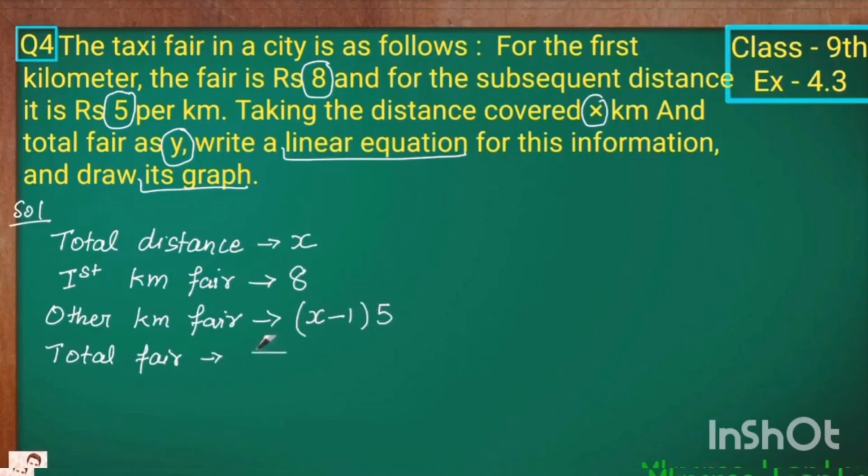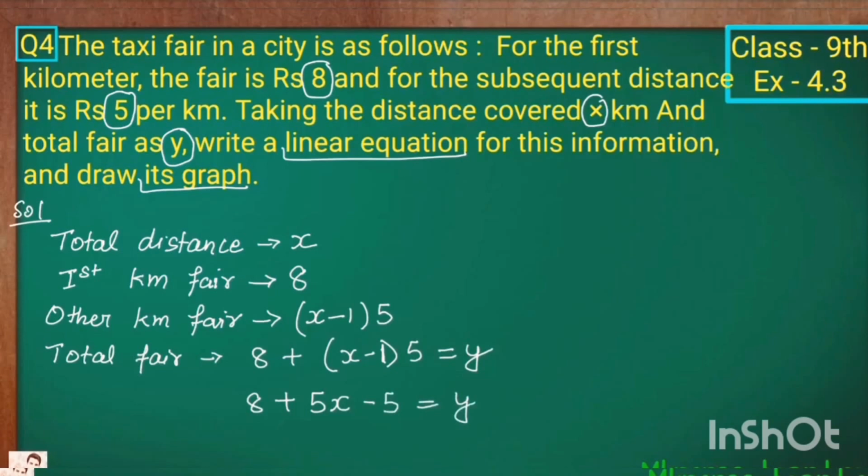Now tell me, what's the fare of the remaining distance? Yes, 5 into x minus 1. That 5 is given in the question itself. The total fare will be, for the first kilometer, that is 8, plus the remaining kilometer fare, that is x minus 1 into 5. So just take the total fare as y. So y equal to 8 plus x minus 1 into 5. That is our given equation. Now see that 8 plus, now just multiply with 5: 5x minus 5 equal to y.